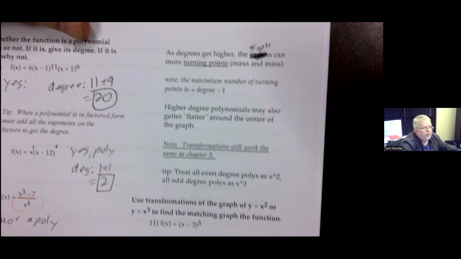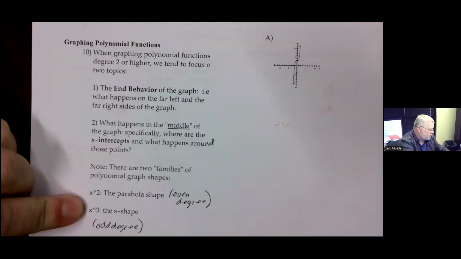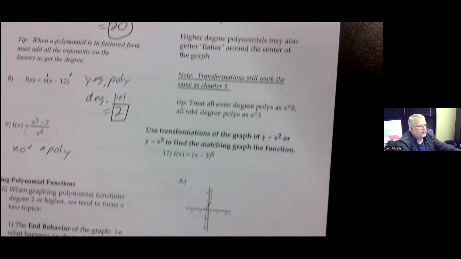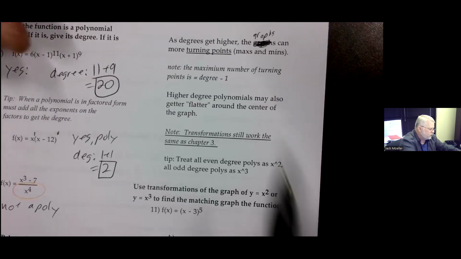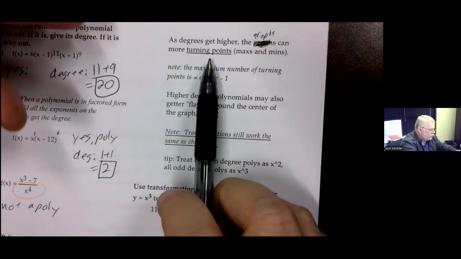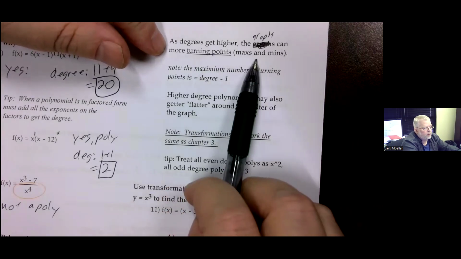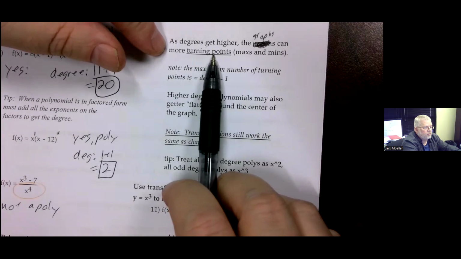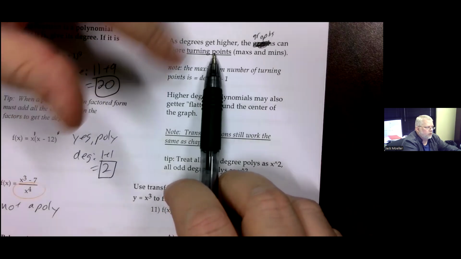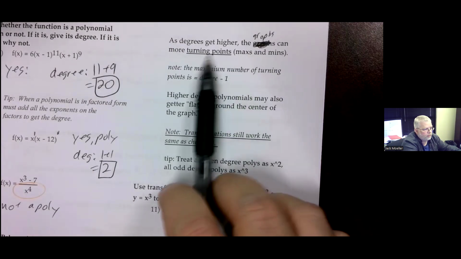All right. So as degrees get higher, like I just said, the even degrees are going to have the parabola shape, but as you get x to the 4th, x to the 6th, 7, 8, and same with the odd degrees, you could get 5, 7, 9, whatever, we could get more turning points. And what turning points are in our vocabulary are just maxes and mins. The reason they call them turning points is that's when the graph goes from increasing to decreasing or decreasing to increasing. We just didn't call them turning points back in chapter 3, but that's another word for our maxes and mins.